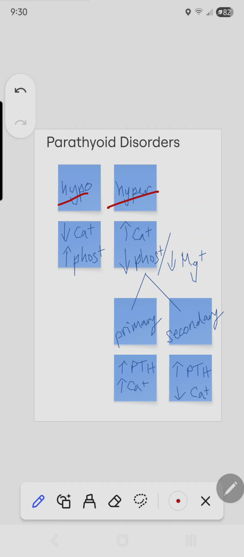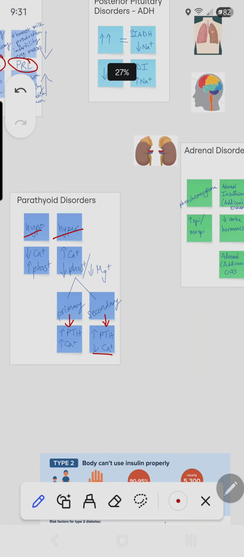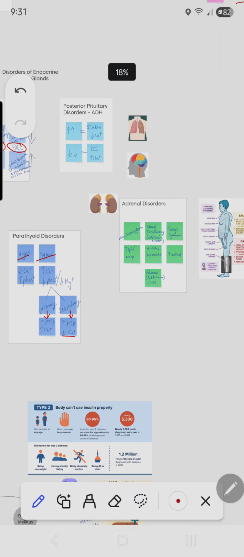When you have hyperparathyroidism, you can have either a primary or a secondary, which helps us determine where it comes from. In primary hyperparathyroidism, you get increased parathyroid hormone and increased calcium in the bloodstream. But for secondary, your calcium is actually low. And so this can help diagnose where the problem is, whether it's with the parathyroid or with the pituitary or the hypothalamus.